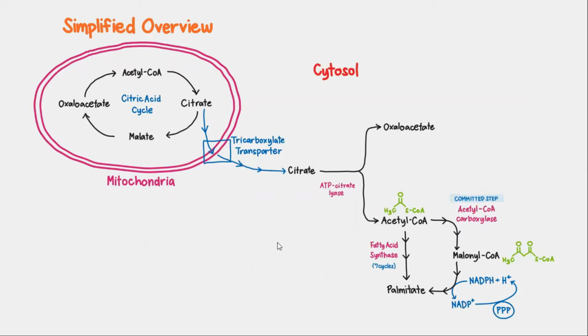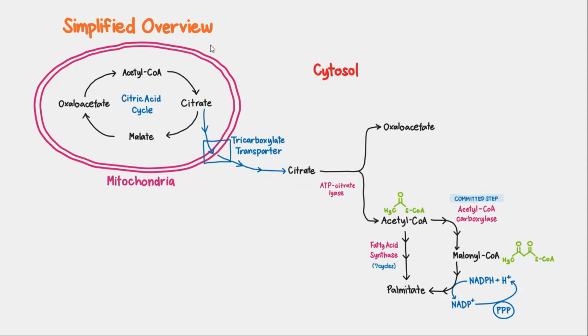So thank you, Mary Rose. Here, what you can see in this figure is the simplified overview of lipogenesis. And as said earlier, acetyl-CoA is our initial precursor here. And where do we get acetyl-CoA? It's from the inside of your mitochondrion.